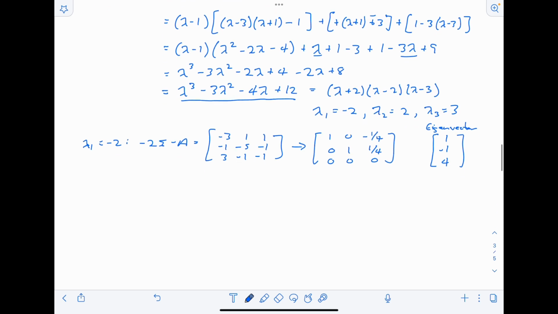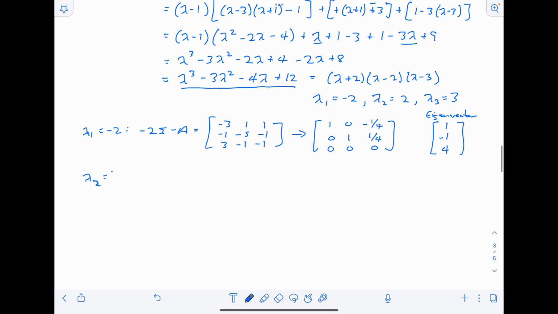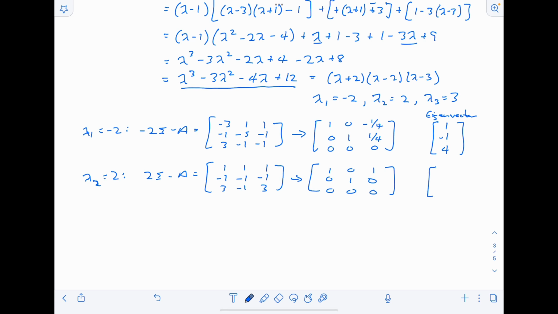So moving on and doing the same for the other two, I'll show you the setup. I'll show you the same kind of work here. So for lambda 2 equaling 2, we would have 2I minus A. That's going to give us the matrix 1, 1, 1, -1, -1, -1, and 3, -1, 3. And again, just tossing this into your calculator, doing the reduced row echelon form, we get the matrix 1, 0, 1, 0, 1, 0, and 0, 0, 0. Setting up your equations and writing it out in linear combinations if necessary, you get the eigenvector -1, 0, and 1.